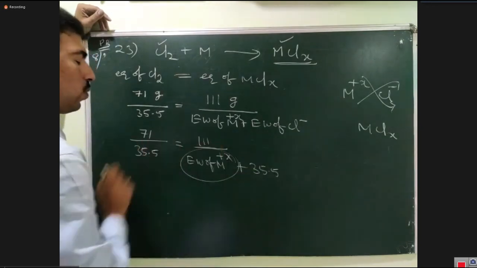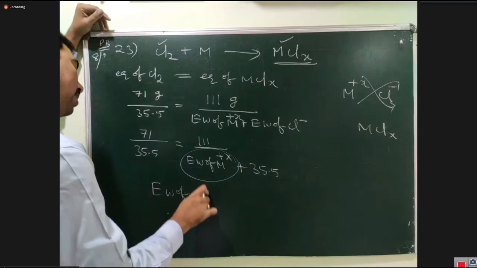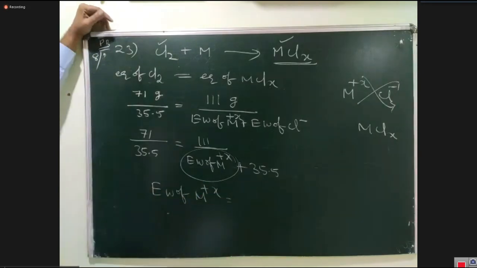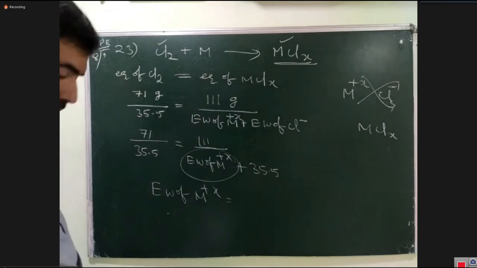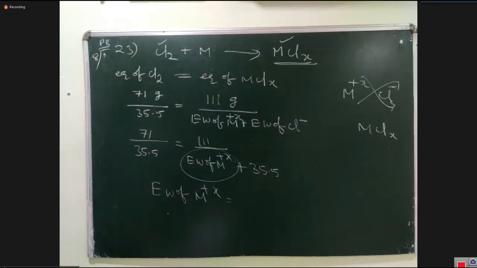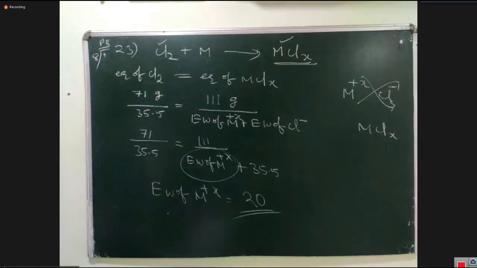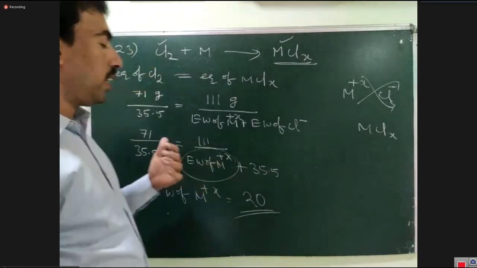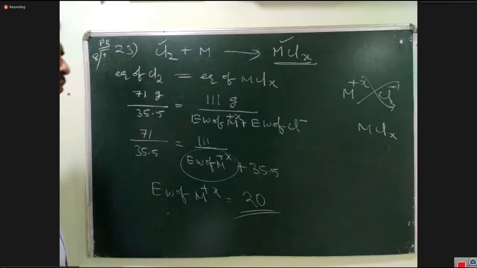So someone do it quickly to find the equivalent weight of M plus X. First you find the equivalent weight of M plus X quickly. He's asking, 20, sir. The question only asks for the equivalent weight of the metal. Sir, 20. Yes, sir. Right. So there is no need for any information about how much of the metal reacts with hydrogen, because we are already getting this information directly.